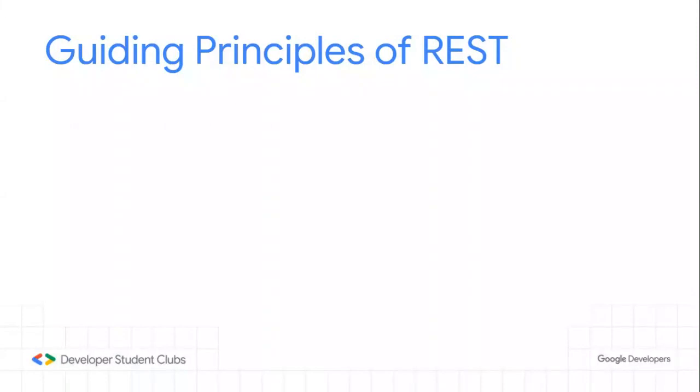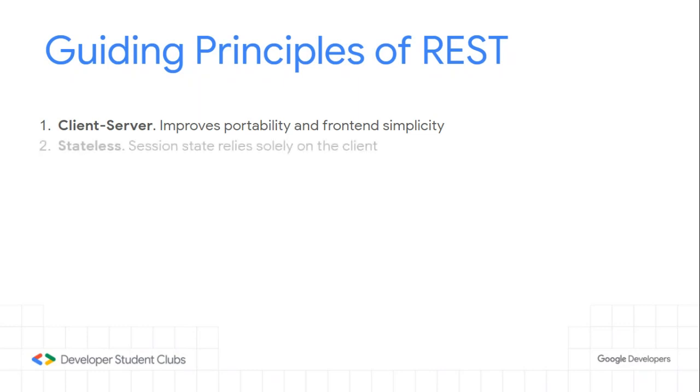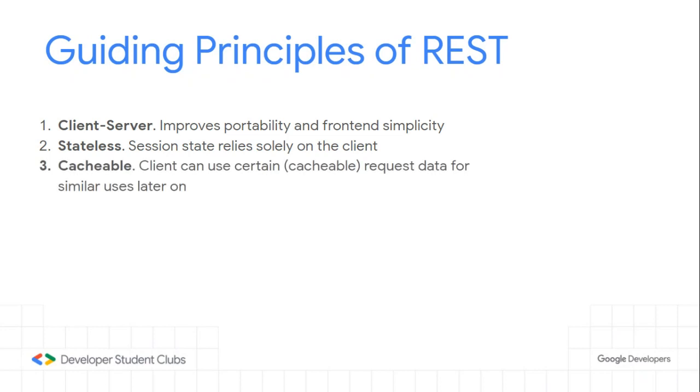All right, there's six guiding principles of REST. The first one is client server. So this is a way to improve portability and simplicity, like we talked about. So in our case, the app that we're designing would be the client, and Google Maps servers would be the server. It should be stateless, which means that the client determines the session state. And it should be cacheable. So in other words, the client can use certain request data that it keeps on the client later on. It doesn't just go away, or it goes away after a certain amount of time, if that's how you design it. But whatever's cached can be used later.